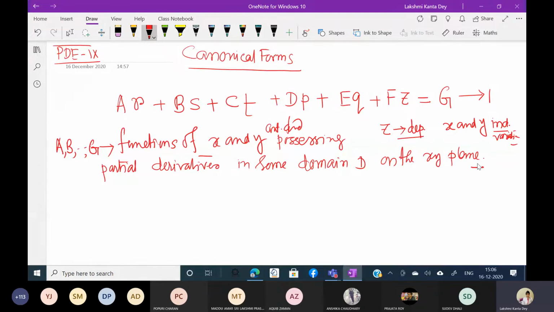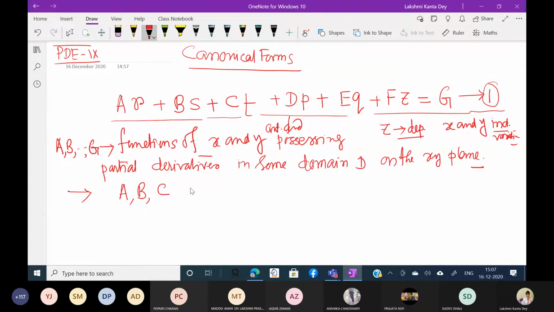Clear? Okay. So earlier whatever we learned was particularly constant coefficient, but here these are not necessarily always constant. These are continuous functions of X and Y, still possessing second order partial derivatives, so that we can use certain properties. But since we are looking at the second order linear partial differential equation, we have to put another restriction: A, B, C cannot be zero simultaneously.